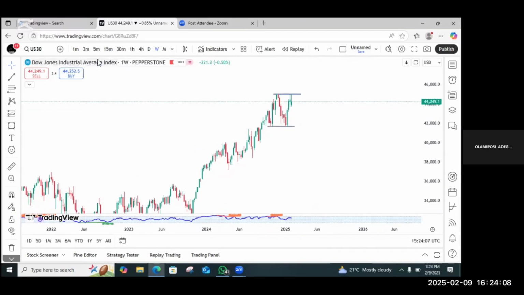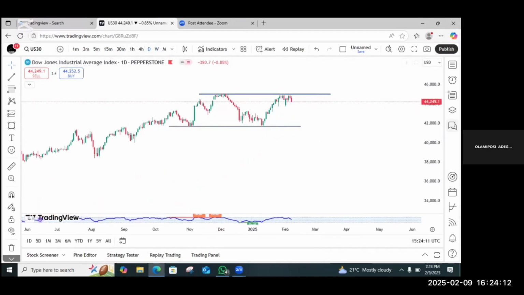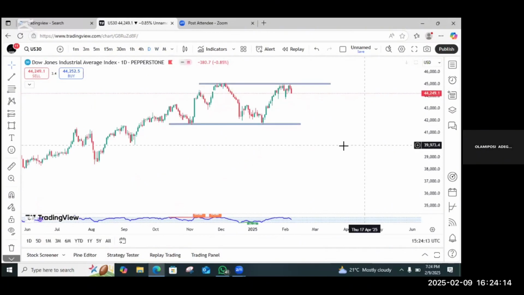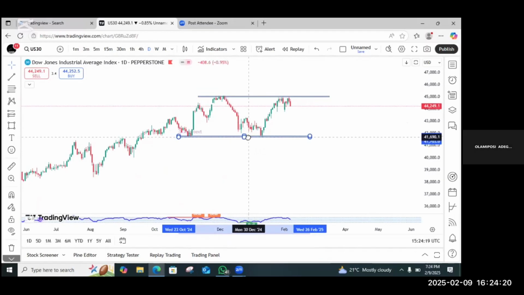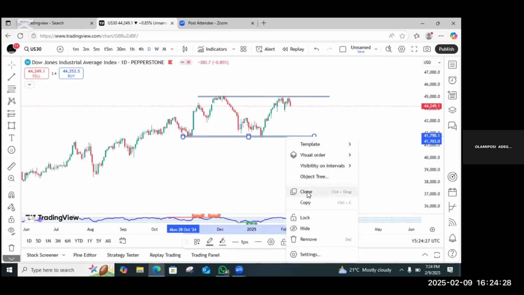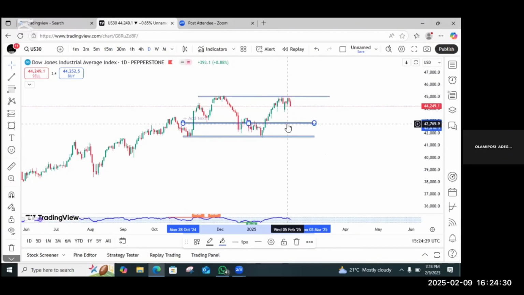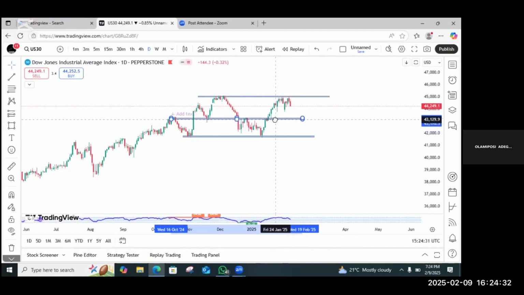Then if I go to the daily time frame, let me see what I can have. The daily time frame is giving me another zone here. How do we detect our zone? When we have a very strong zone where we have 2, 3, or multiple touches, we can see so clearly that we have another zone here on the daily time frame.